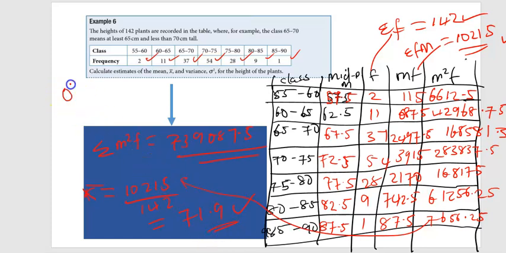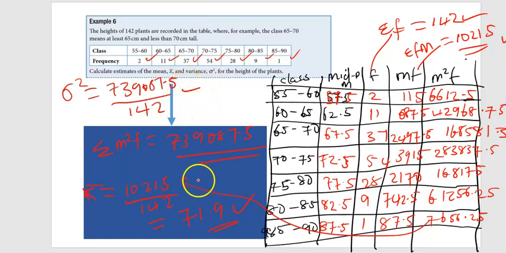And the variance therefore is going to be, the total value we have got is 739,087.5. We write all these values, 739,087.5, right. Divide this by the total number, which is 142, minus what we got already as 10,215. Divide this by 142, then square this. All this squared. This will give you 30.0, 3 significant figures, as the answer.